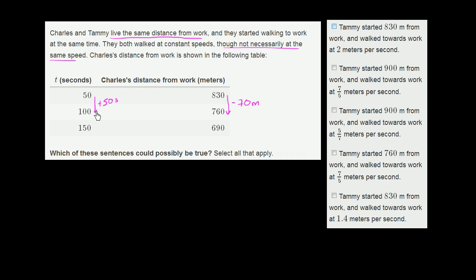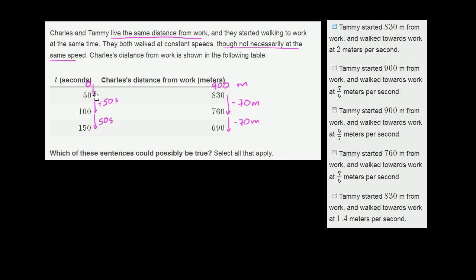meters. And let's see if that keeps holding up. It should, because they're moving at constant speeds. Another 50 seconds goes by, and his distance from work decreases by another 70 meters. So what would have happened 50 seconds in the past? What would have happened at 0 seconds? 50 seconds before he's at 830 meters, he would have been 70 meters further from work. So he would have been 900 meters from work. We see that's consistent.